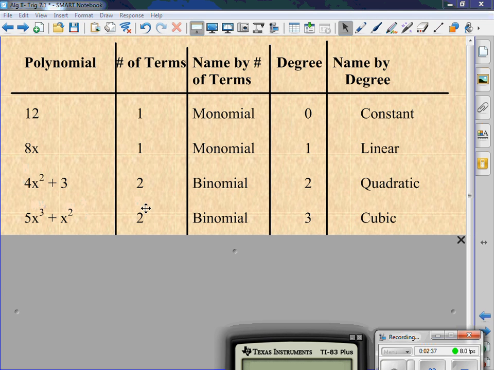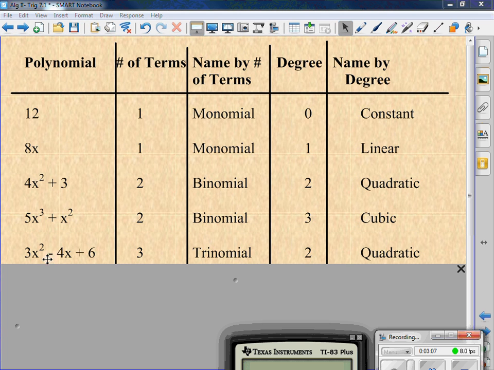I still have two terms. 5x cubed plus x squared. Two terms. But my degree now is 3. The highest degree is 3, so it's called a cubic. Anyone know why 3 is cubic? 3 is not cubed, 3D. 3 dimensions, cubed.